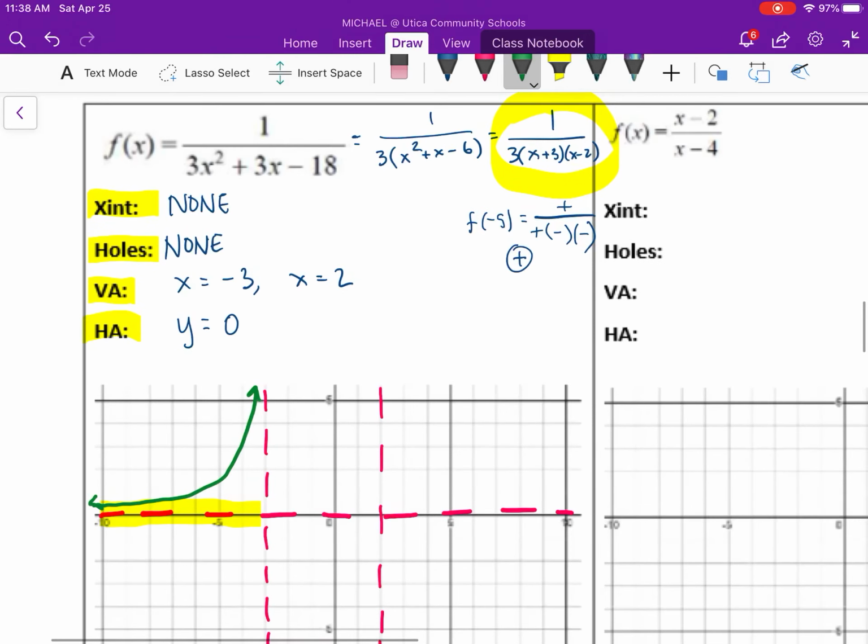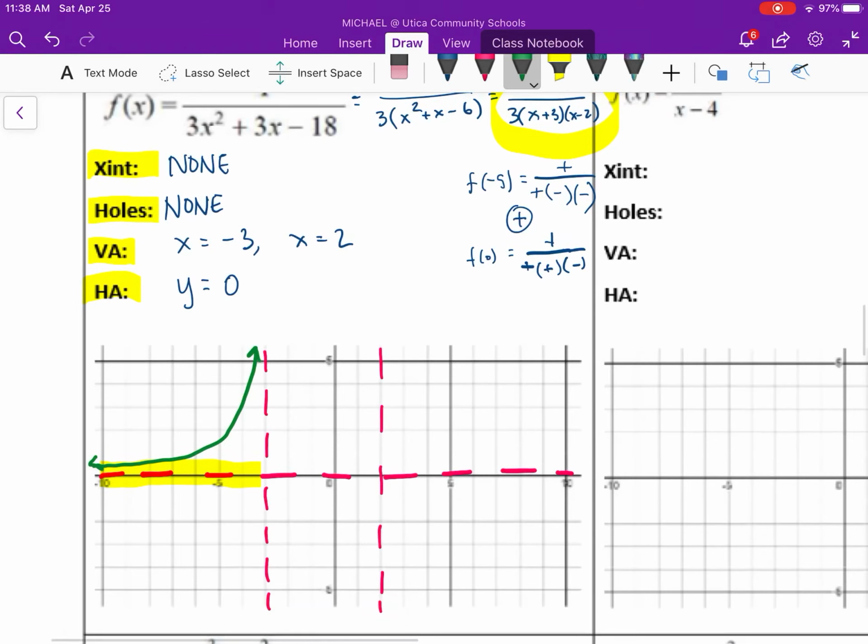In between, I'm going to try 0, so I'm going to test f of 0. In this case, again, 1 is always positive, 3 is always positive, 0 plus 3 is positive, 0 minus 2 is negative. So when I multiply all that out, I end up with a negative value.